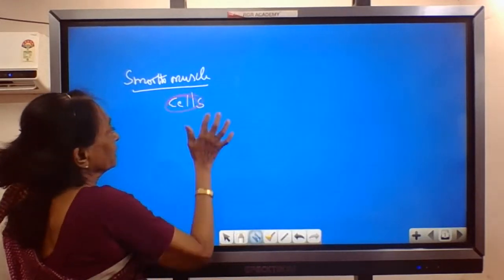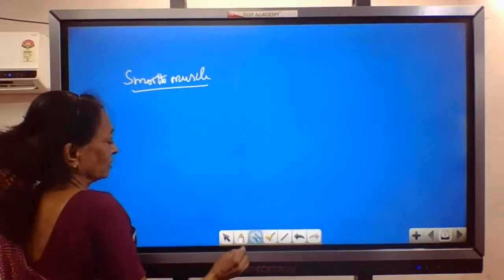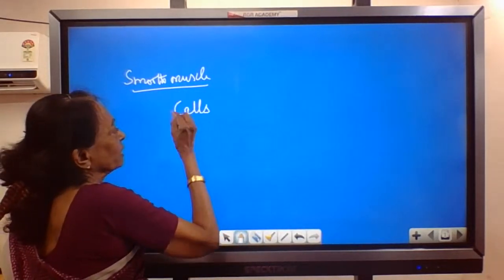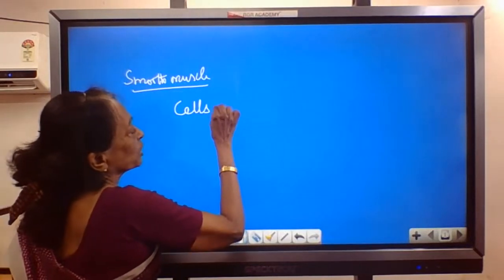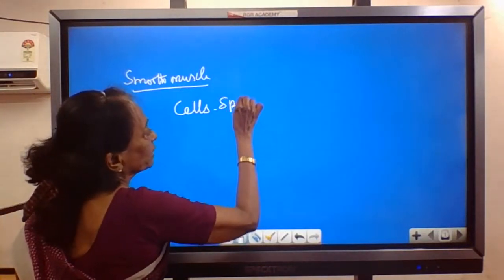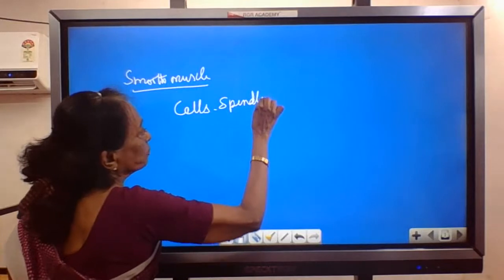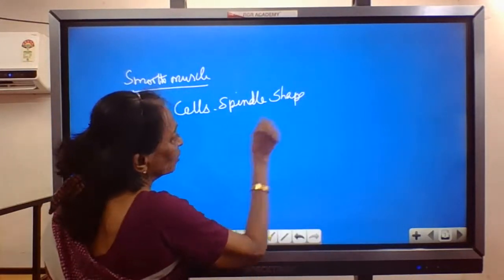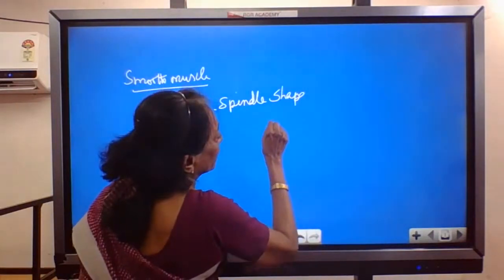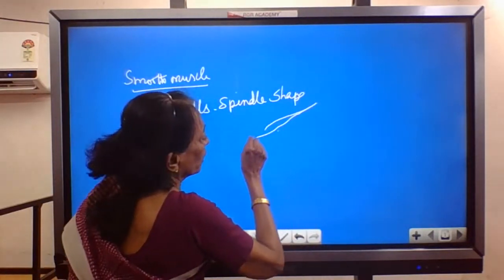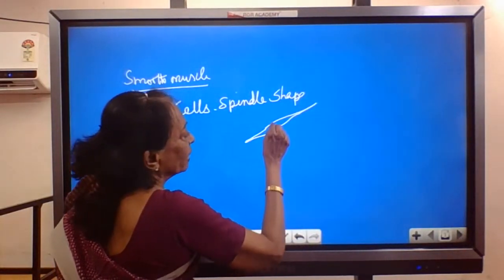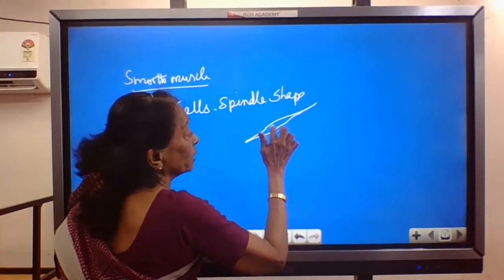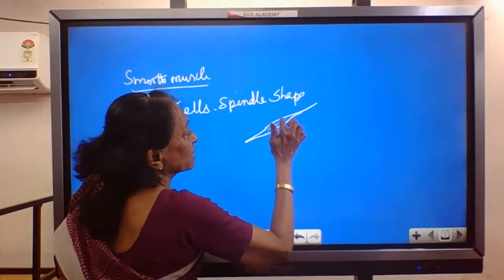The cells of these are spindle shaped. That is, they have a tapering end, a broad center, and a tapering end. There is a nucleus and the cell is full of cytoplasm around it.